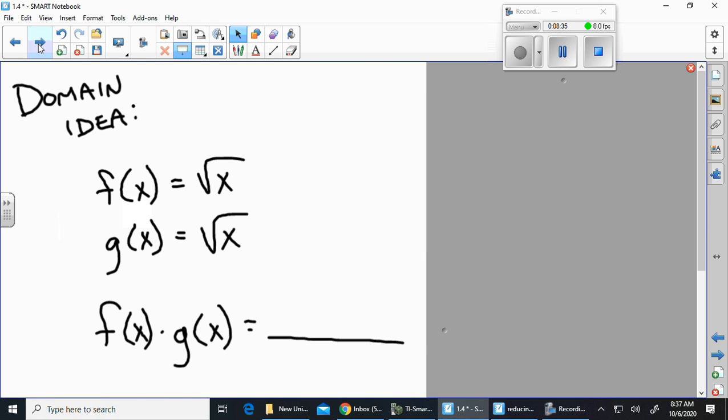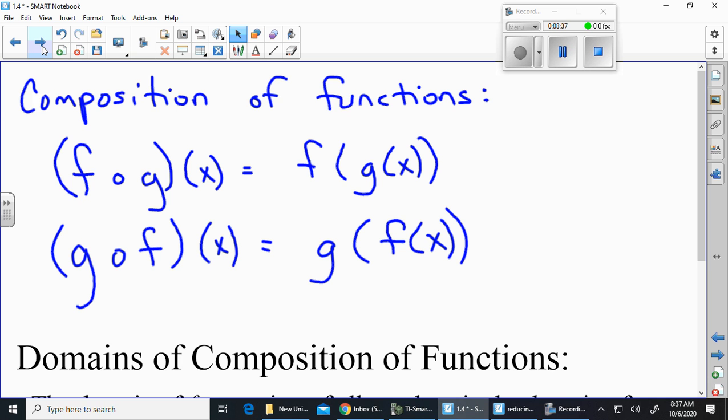So composition: f of g of x, g of f of x. Remember, we looked at both of these. This is "of." It's not a closed little dot, it's an open dot. So don't think that that's times.